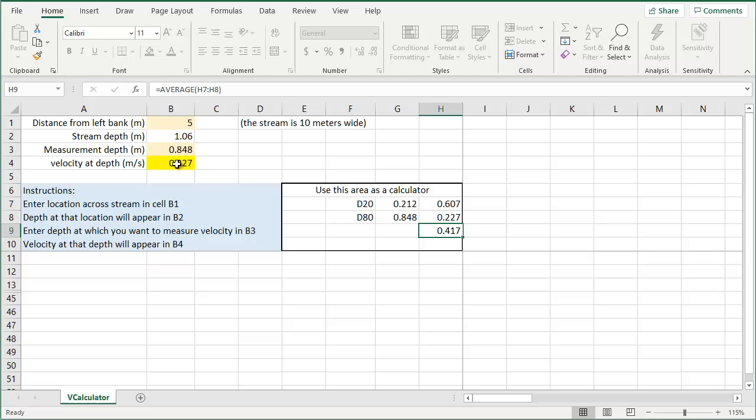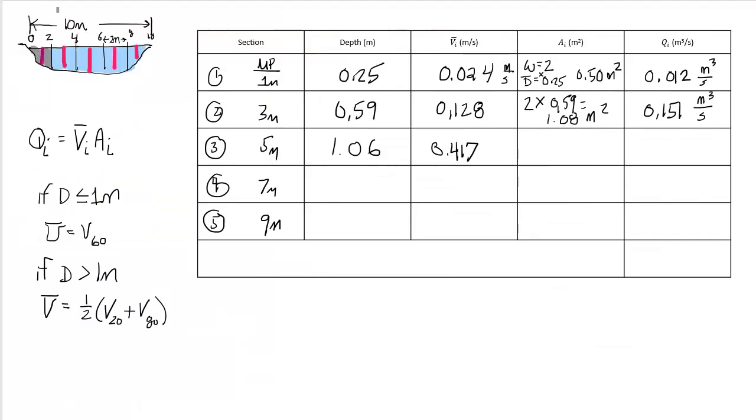So let's enter those data. My depth is 1.06 and my average velocity is 0.417. So here I've entered those data now. So once again, my area is going to be 2 meters times my depth of 1.06, which is equal to 2.12 meters squared. Multiplying that by the average velocity, I get a discharge through the third section of 0.884 cubic meters per second.